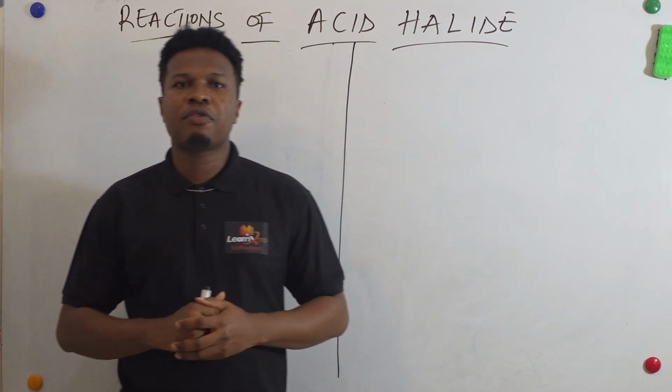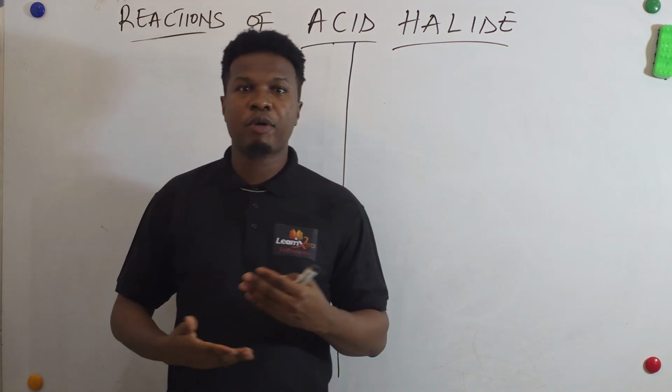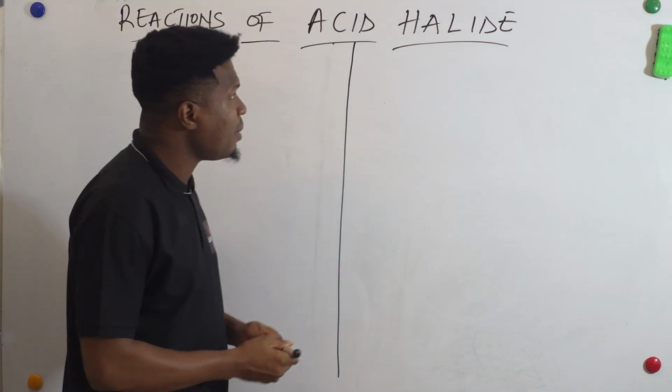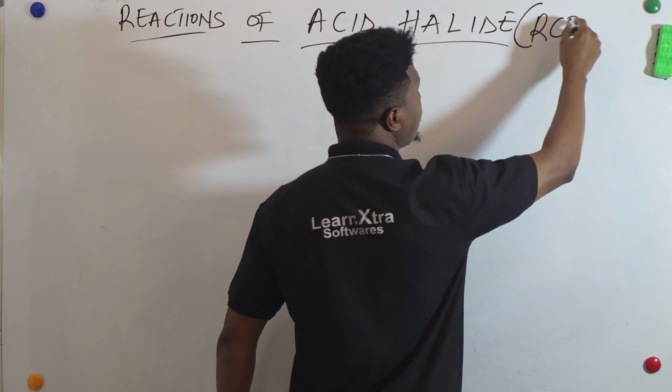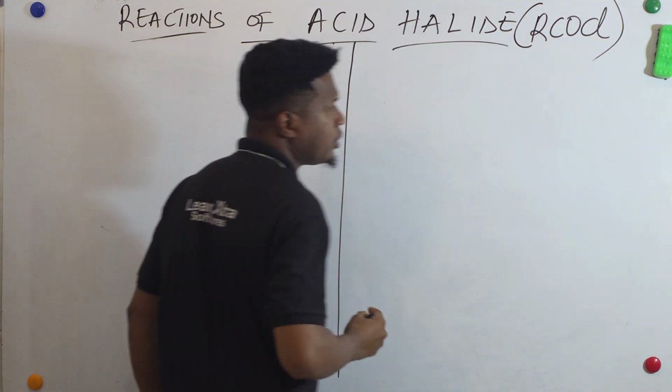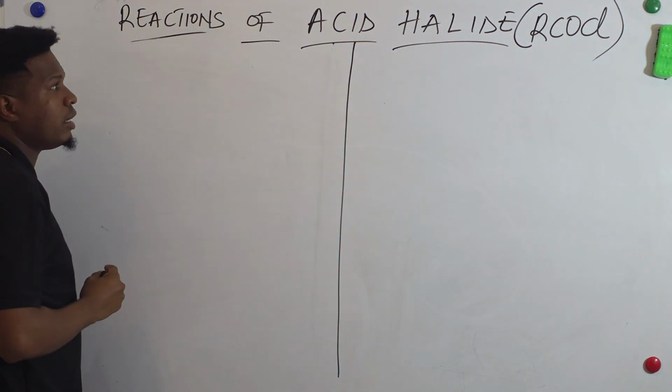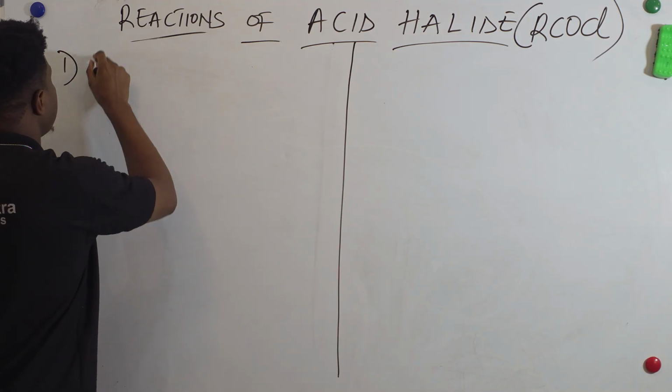Looking at reactions of acid halides, the possible reactions they can undergo. So remember that acid halides can be represented as what? RCOCl. So to carry out these reactions, we'll start with the first reaction.